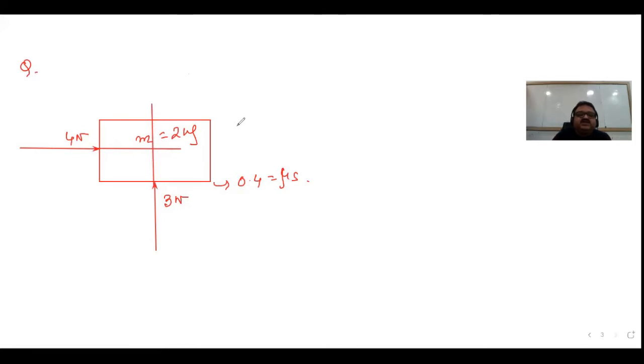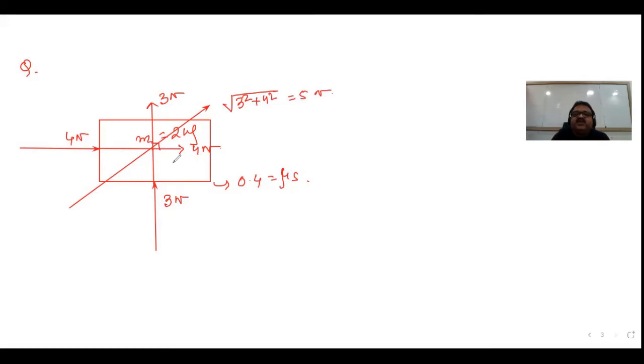So look at this. The 4 Newton force is acting along this direction and 3 Newton force is acting along this direction. This is 90 degrees. So what would be the value of the resultant force? Obviously that would be equal to the resultant of these two, and this would be acting along this direction. Clear? So what would be that? Root over of 3 square plus 4 square, which is equal to 5 Newton.